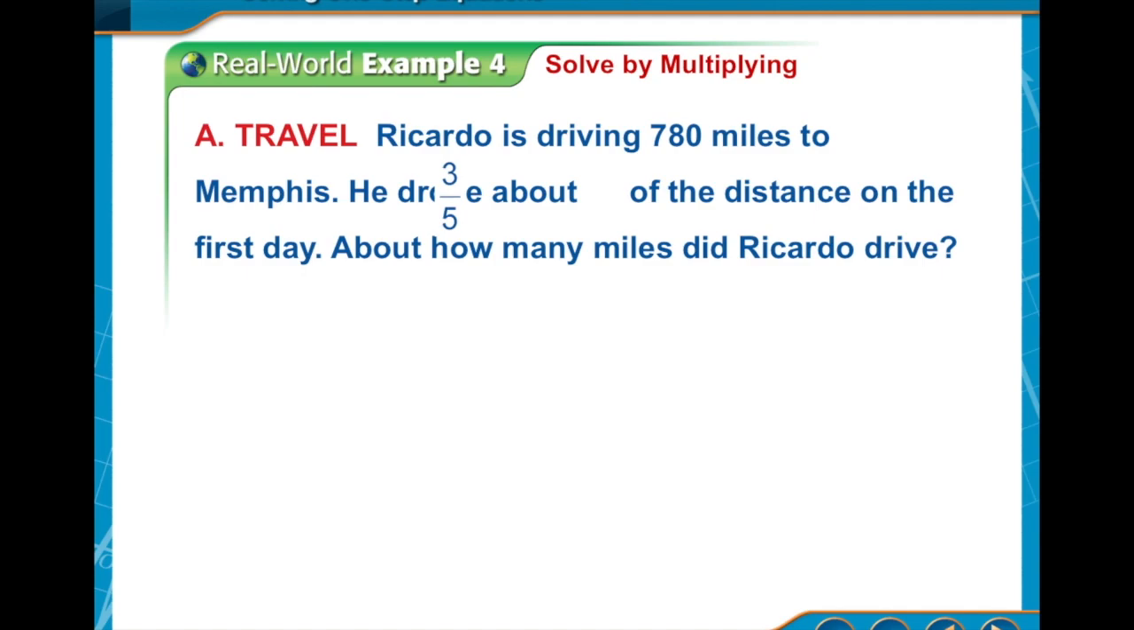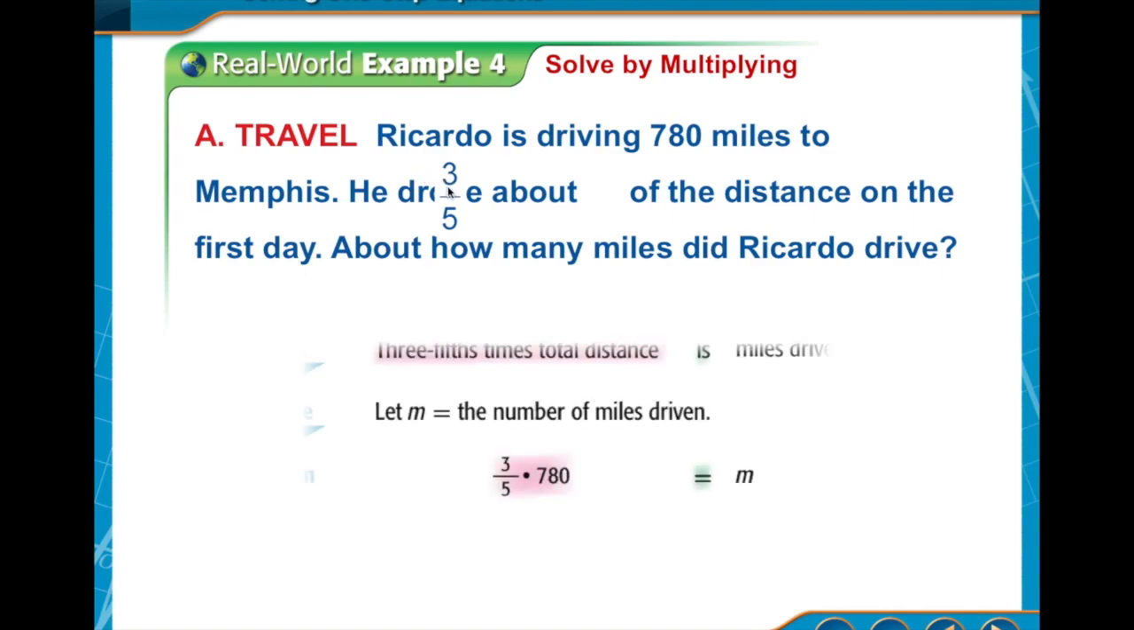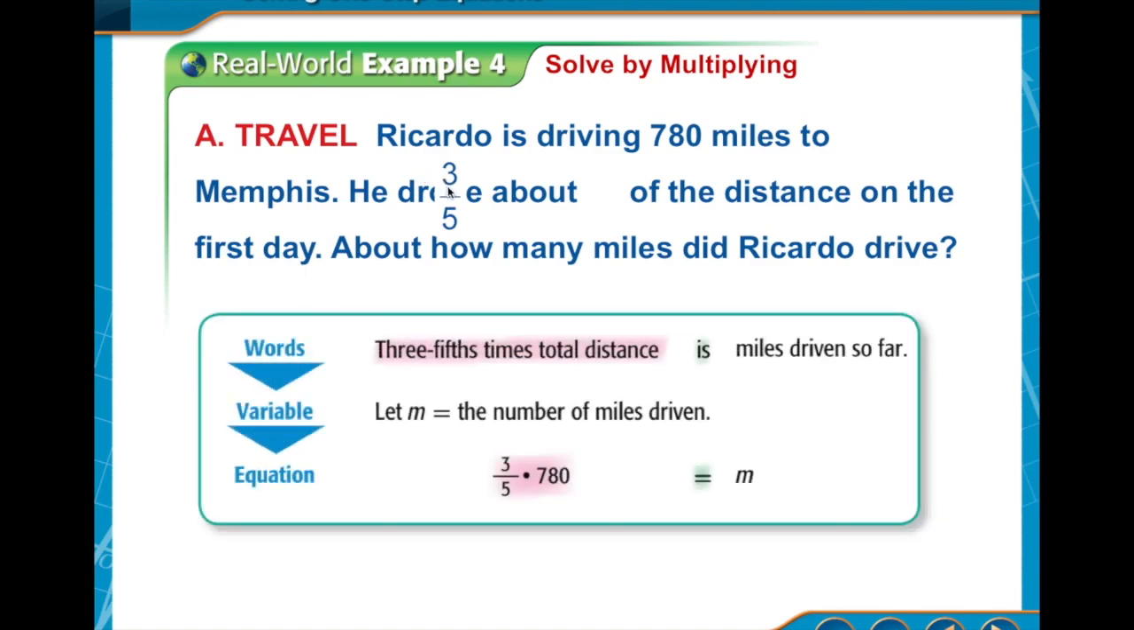So we have a real world example to talk about. Looking at this one, it's about travel. Ricardo's driving 780 miles to Memphis. He drove about 3/5 of the distance on the first day. We want to know how many miles did he drive.